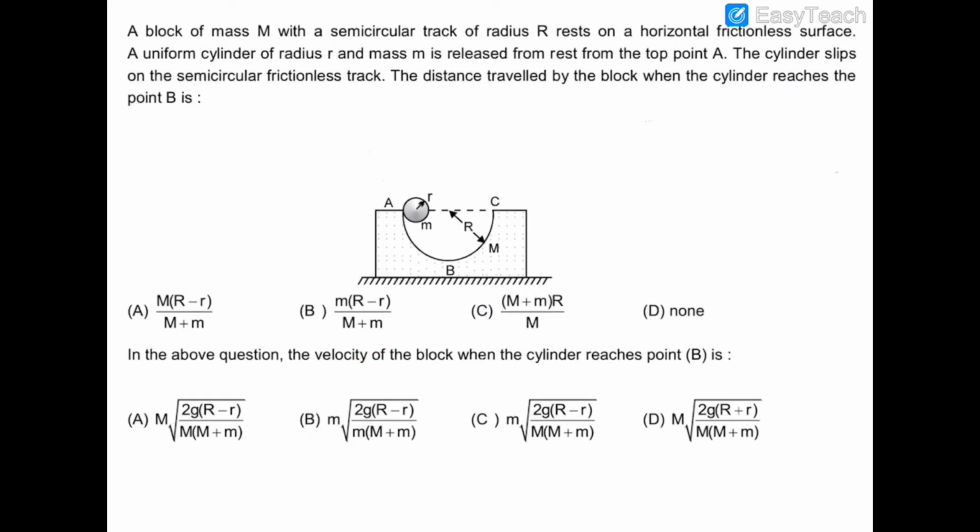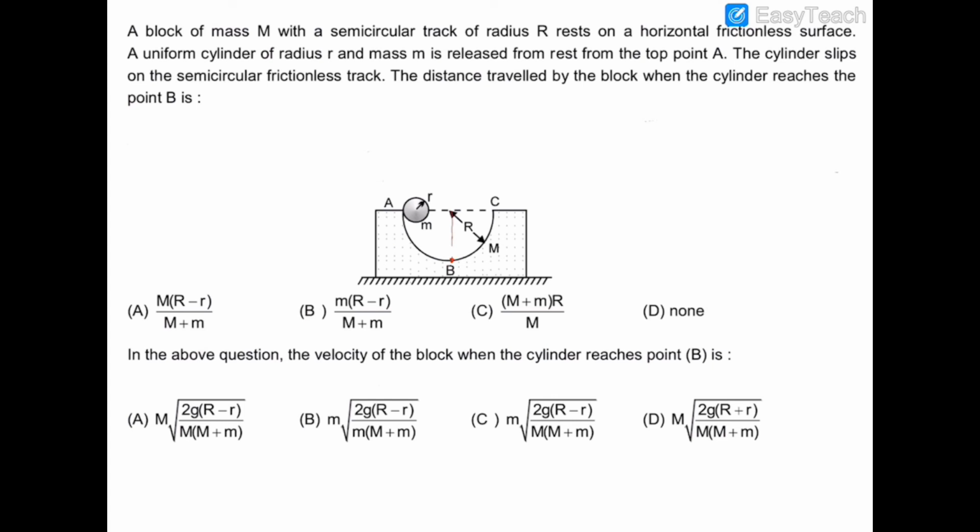In this question, there is a cylinder of radius small r and mass m, which is kept on this point of this semicircular track. Now this semicircular track is a part of this big wedge of mass capital M. We have released this cylinder from this point, and we have to find out the distance moved by this wedge when the cylinder will reach this point B.